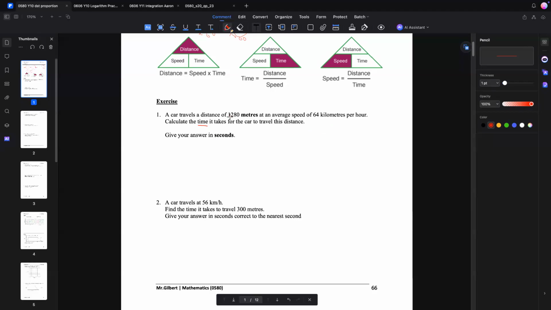So distance divided by speed, yes. Your distance here is how much? 1,280. And your speed is 64 kilometers per hour. We have to change our speed from kilometers per hour to meters per second. Very good. So time equals distance divided by speed.